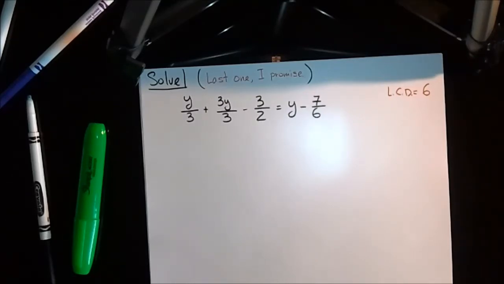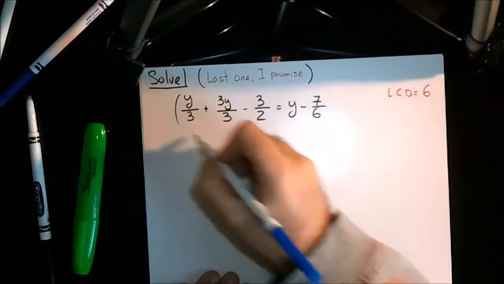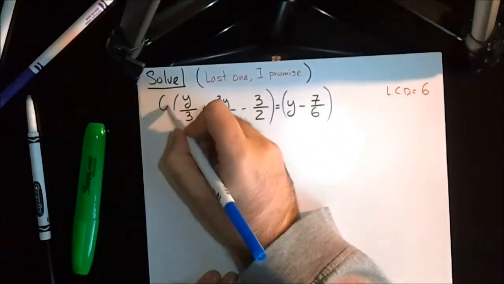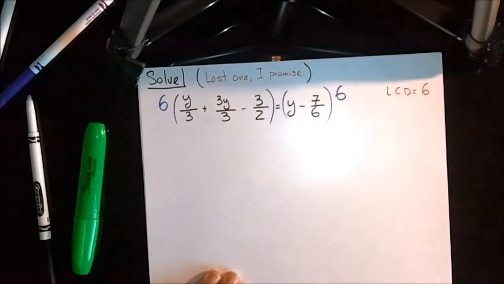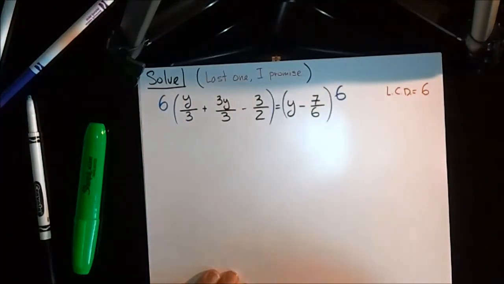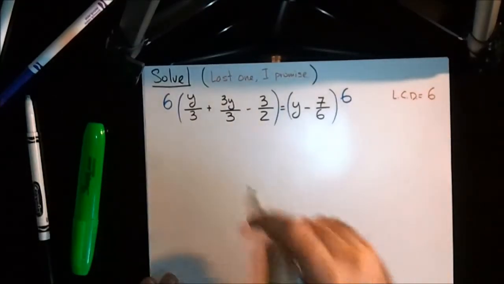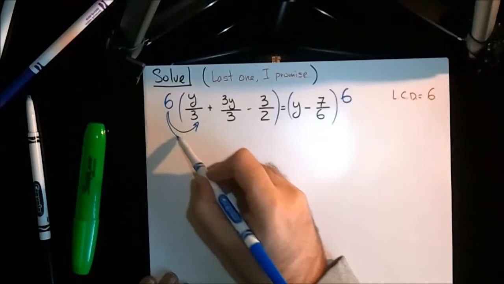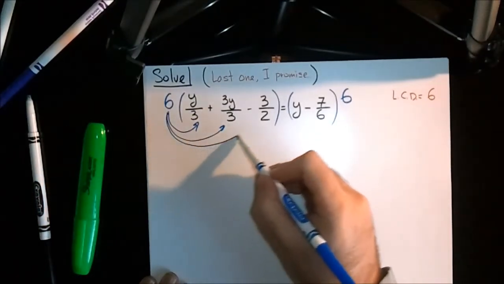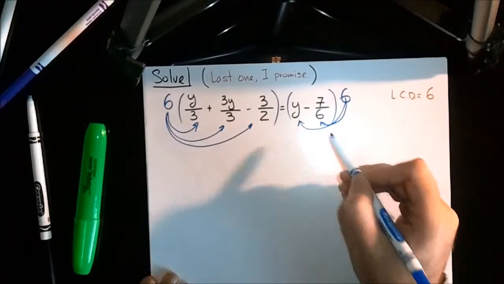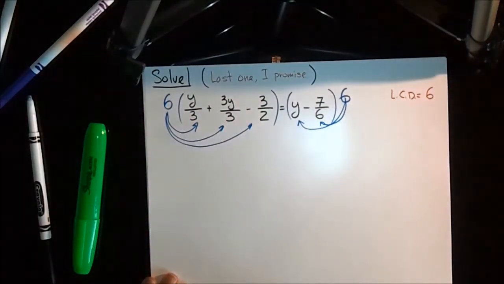You're absolutely correct. Multiply everything by that LCD. So now I got to distribute, because I got 6 being multiplied by everything on each side. So this 6 is going to get distributed, which is going to look like this.